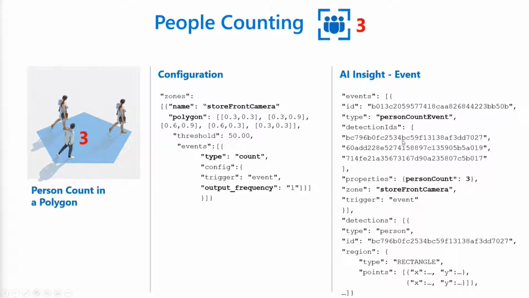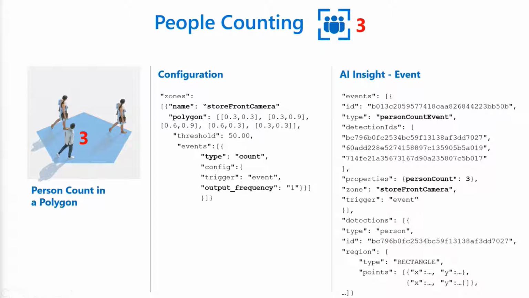You can see here to the right we have the simple JSON output that the spatial analysis container generates for you. It contains all the AI insights events emitted by the container. The type of the event, for example, is the person count, as you can see here.